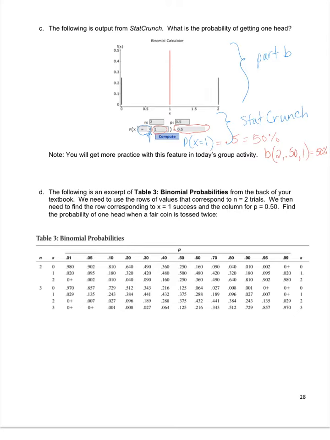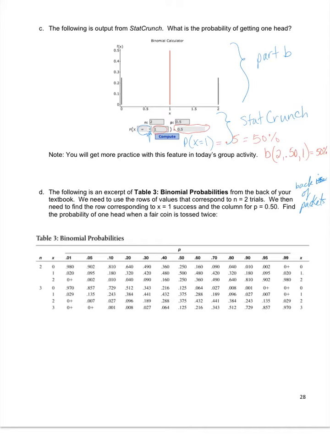All right, and then D, the following is an excerpt from Table 3, Binomial Probabilities, and it's from the back of your textbook. It's also in the back of your packets. So double check that you have a copy of this. Again, you're going to need that for your homework. And you definitely want to know how to use that because you're going to be given that on your test as well.